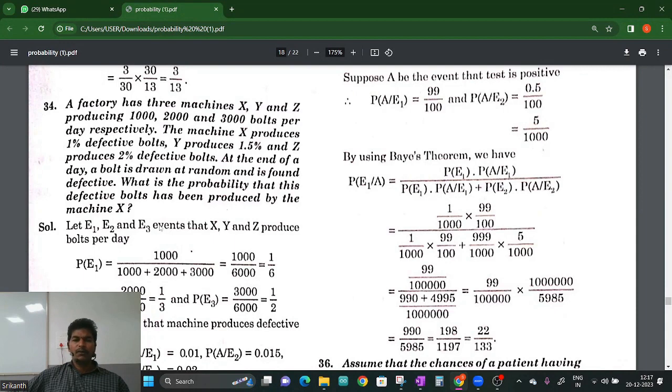Very direct question, no other substitutions. Copy this question and directly write down the answer. Look at this. So E1, E2, E3 are events of X, Y, Z producing bolts per day. How many bolts are they producing per day? 1000 out of how much? 2000, 3000, 1000, 6000. Okay. So 1 by 6 probability. That means machine X's produce chance is 1 by 6. Machine Y similarly 1 by 3. Machine Z is 1 by 2.